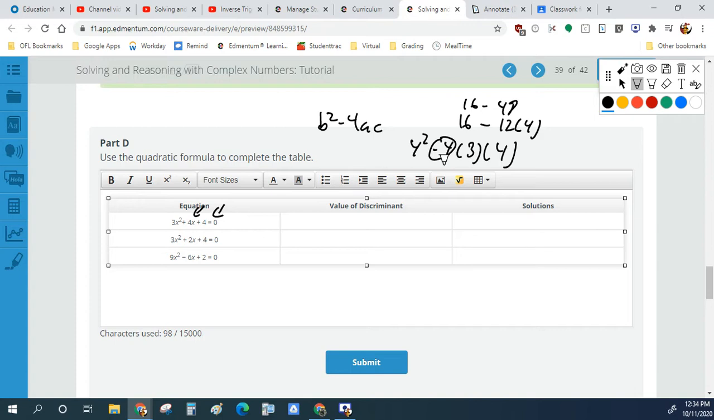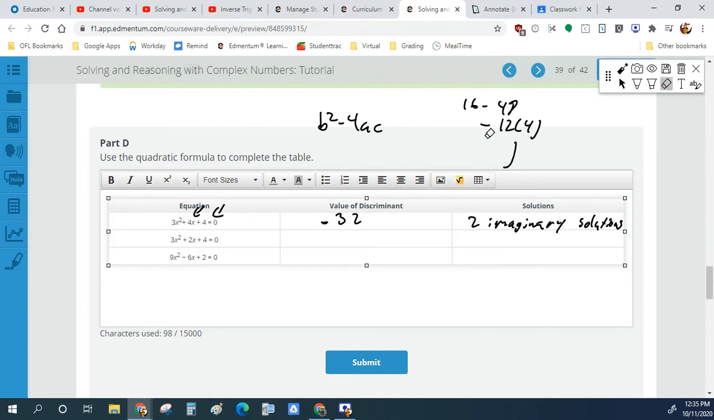Because I know this is a negative, because there's more negatives than positives, that would be 32. So that means if I have a negative, then I have two imaginary or complex, whichever way you want to write it. So I'm going to say two imaginary solutions. All right. And then from there, let's go to the next one.